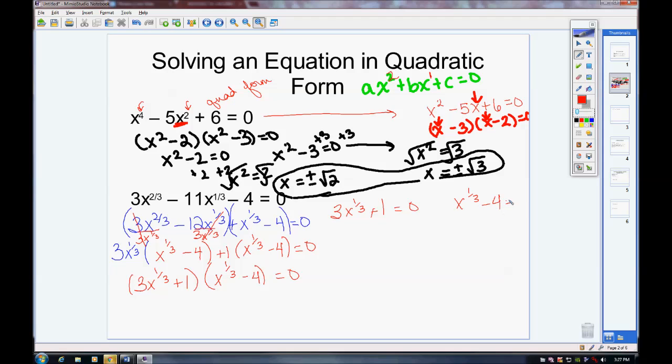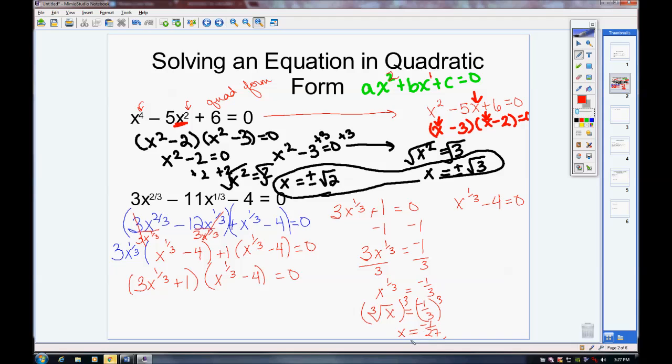I'm going to subtract 1, divide by 3, and I get x to the 1/3 equals negative 1/3. And remember, cube root of x equals negative 1/3. Cube and cube, I get x equals negative 1 over 27.